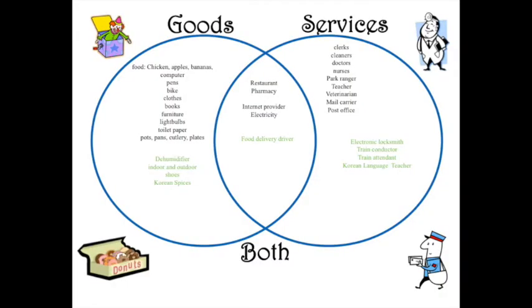So, did you think of any that overlapped? I added two more here in my Venn diagram. I added things like the internet and electricity. They go in the middle because they are goods that we get into our home, but we need a business that actually provides a service, especially for internet and electricity.